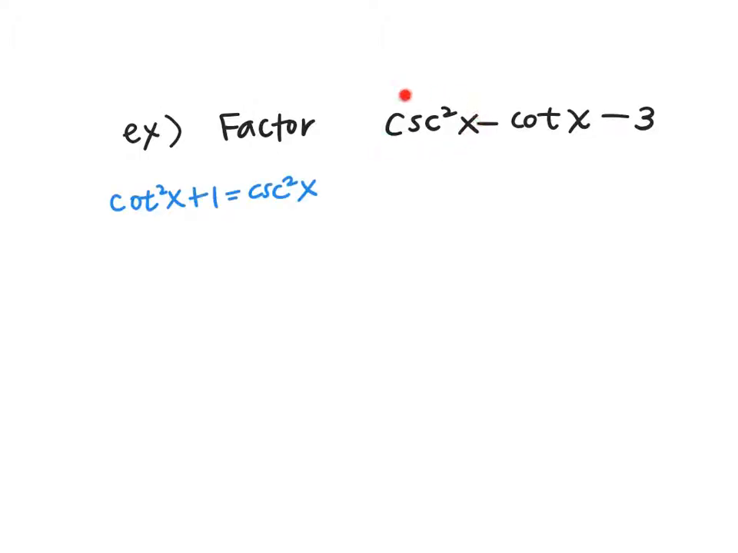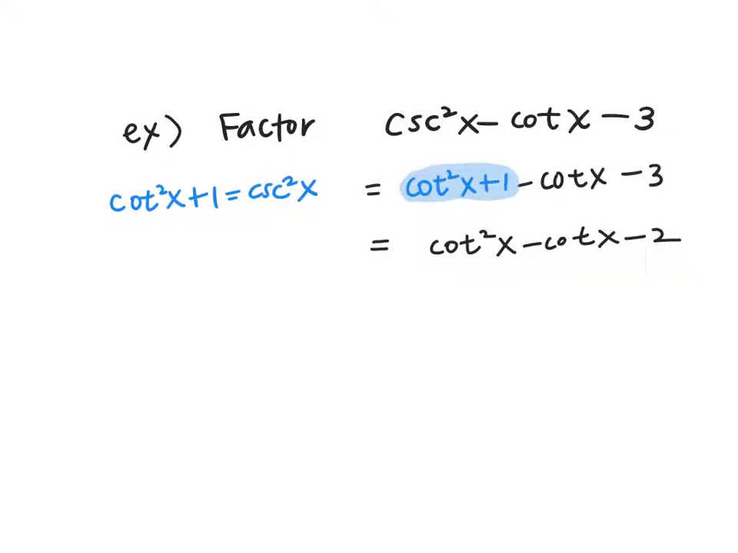So when I see cosecant squared x and cotangent of x, I remember that this is one of the relationships I have, right? I caught one fish. Cotangent squared x plus 1 equals cosecant squared x. So where I see cosecant squared x, I'm going to substitute or replace with cotangent squared x plus 1. And when I simplify like terms and put it in decreasing order of power, I end up with cotangent squared x minus cotangent of x minus 2, right? 1 minus 3 gives me negative 2.